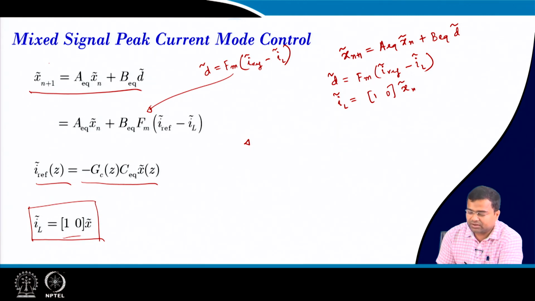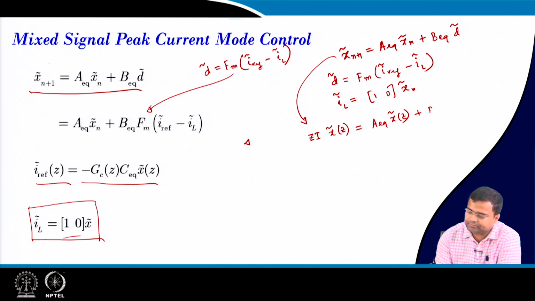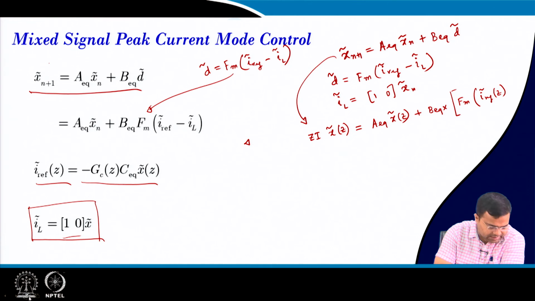x(n). So if we apply the Z transform, it will be zX(z) on the left side, which is A equivalent into X(z) plus B equivalent into what we will get. So Fm, then Iref(z). So we can write this out.